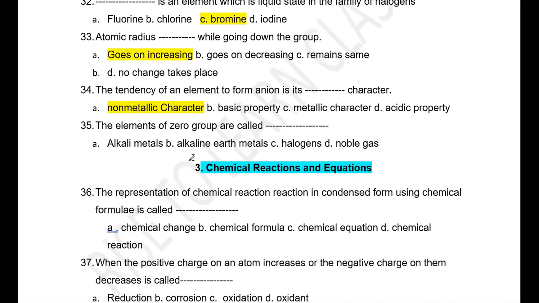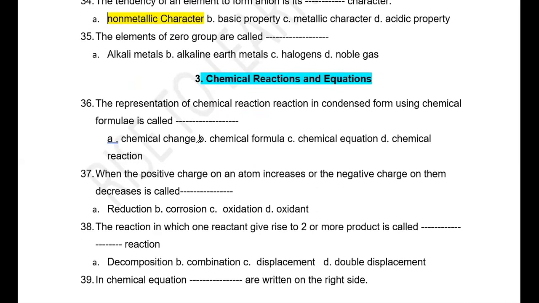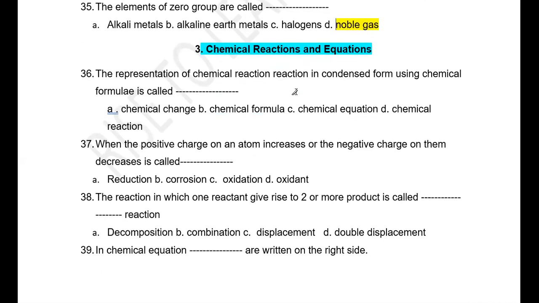Option A. Elements of zero group are called dash. Alkali metals, alkaline earth metals, halogens, noble gas. We know alkali metals is group 1. Alkaline earth metal is group 2. Halogen is 17. 18th group is called zero gas. Zero group is called noble gas or inert gas. So option D is the correct answer.